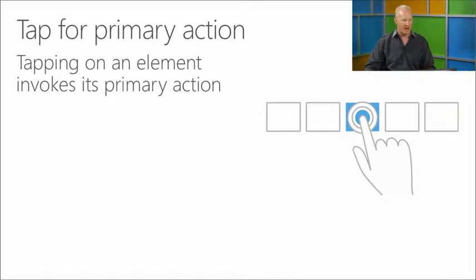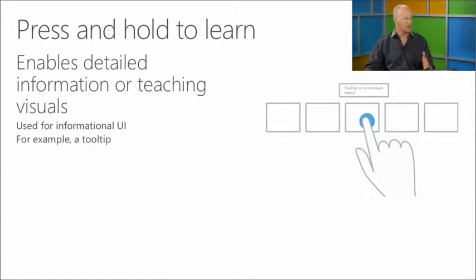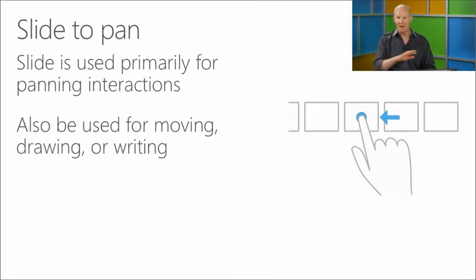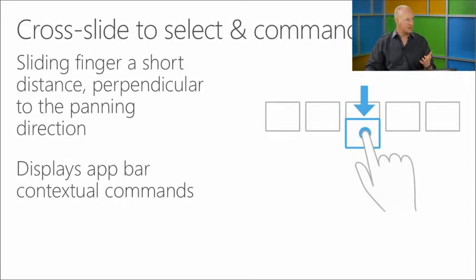But tap for primary action invokes that primary action like navigate or select. Press and hold to learn, like seeing a tooltip or to see that I can take that tile and put it into customization mode and change its size and so on. Slide to pan, so panning back and forth on pages. Used to just slide through a list or through a grid view and so on. Cross slide to select. You saw that in the mail where I just slid my finger perpendicular to the panning direction and it selected the item, so I could put it in editing mode or drag and drop it and so on. That'll supply or show the app bars for contextual commands.